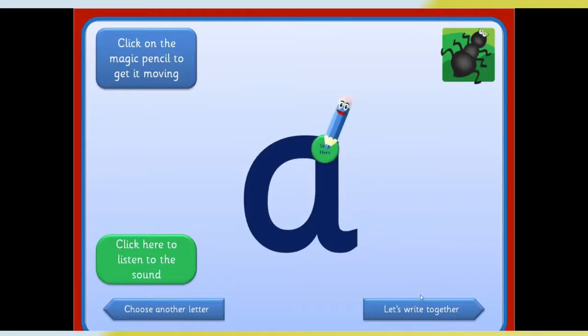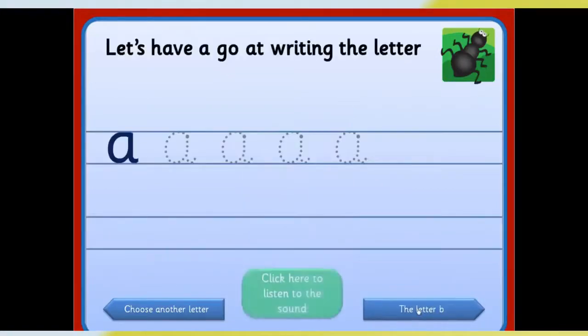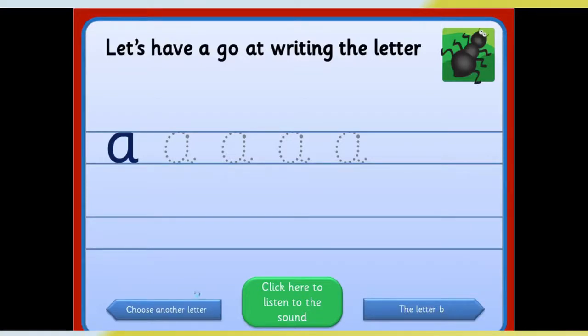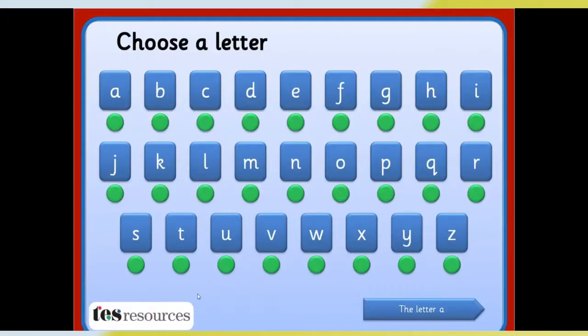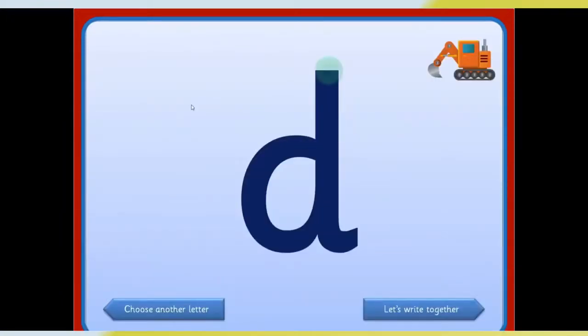Now on this PowerPoint, if I click through, we've got something that you can use with your interactive whiteboard, where the children could go on the letter, and they can listen to the sound, they can have a go writing it and click through the alphabet, or you can use the triggers to go back and choose another letter. And again here you can listen to the sounds or just choose the letter directly. So it's a really good way of using motion paths in a PowerPoint.